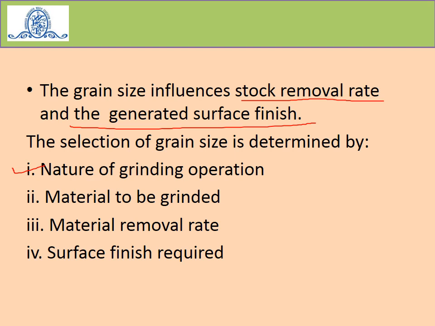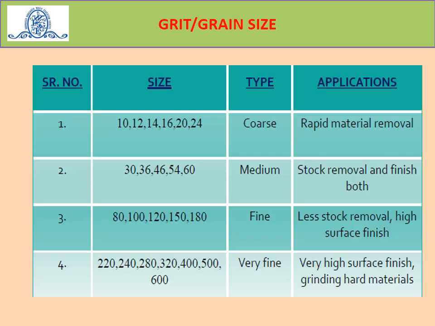The material again plays a very important role, whether it is a brittle or a hard material. Material removal rate of course plays a very important role, which determines the machining time required. And the fourth one is the surface finish required. So all of these are the selection parameters which determine the requirement of the grain size. Now if you see this chart, these grain sizes are categorized into different sizes.